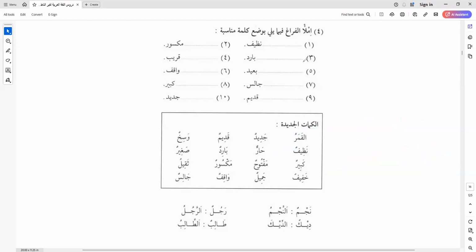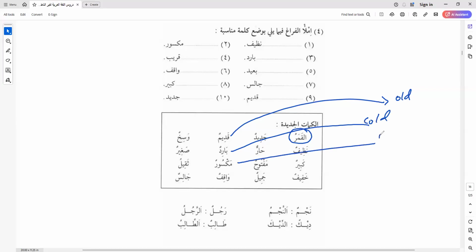And pay particular attention to the use of alif and lam. You see that here, it has alif and lam, al-qamaru. But the rest don't. So you see that they are ending in dammatain. Very, very important lesson to pay attention to. Then we have qadimun, old. We have baridun, cold. And then we have maksurun, broken. And then we have waqifun, standing.